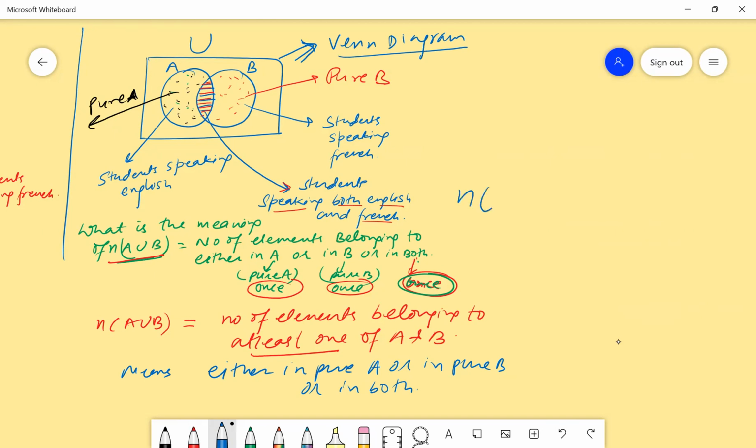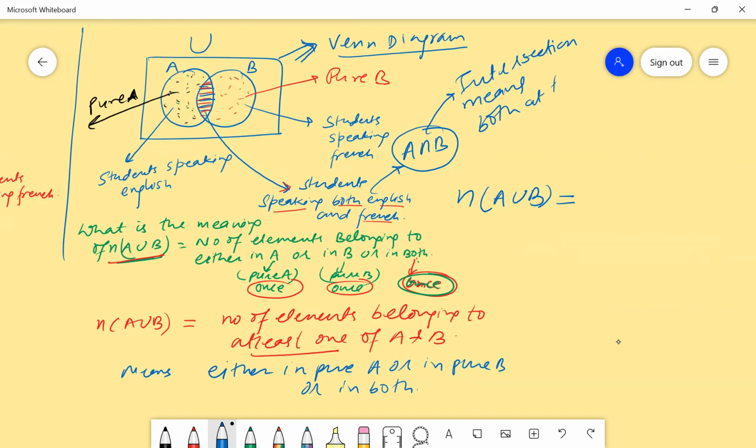Now, what is the formula for N(A union B)? This is simple. Pure A, the number of elements belonging to pure A. This intersection part means A and B both, the number of elements belonging to both. Both means both at the same time, which means A intersection B. Intersection means both at the same time. So N(A union B) will be equal to N(A) plus N(B) minus N(A intersection B).